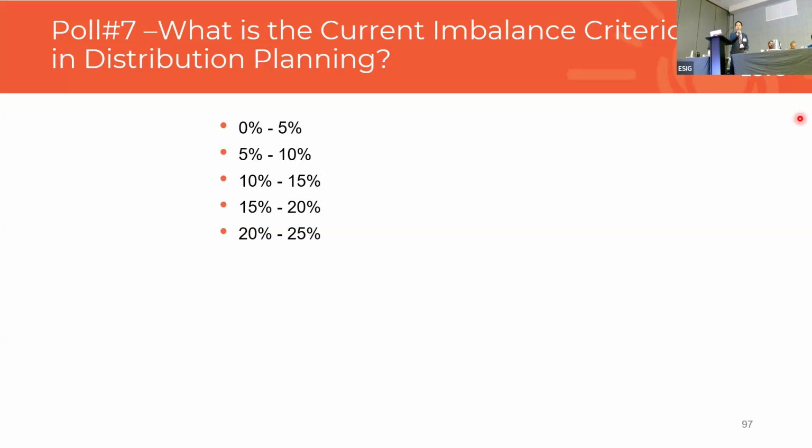Any other folks want to share your experience about what's the current imbalance criteria in the distribution planning? Exo Energy, do you have any words? Yeah, I don't know what our spec is. I'd have to go look at our design specification guide or our technical guidelines, but I think part of it too is we encounter it and figure it out as we come across it.